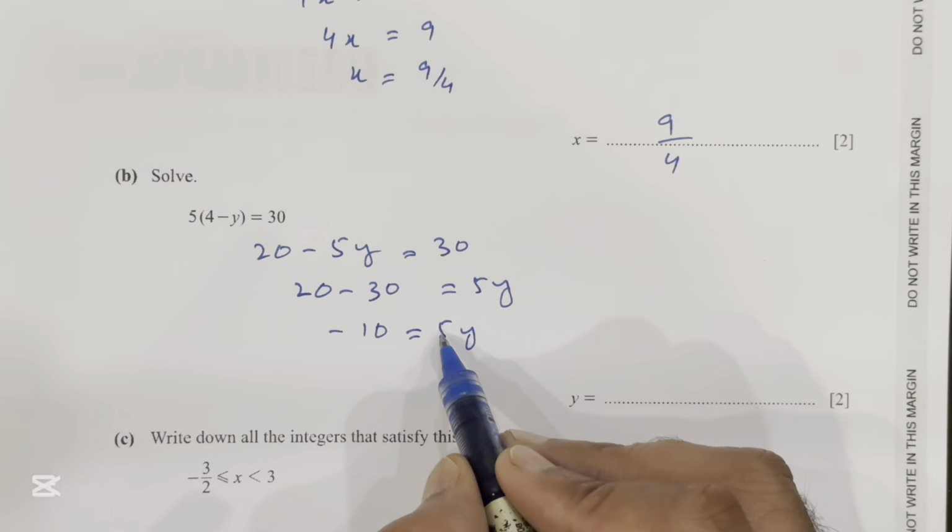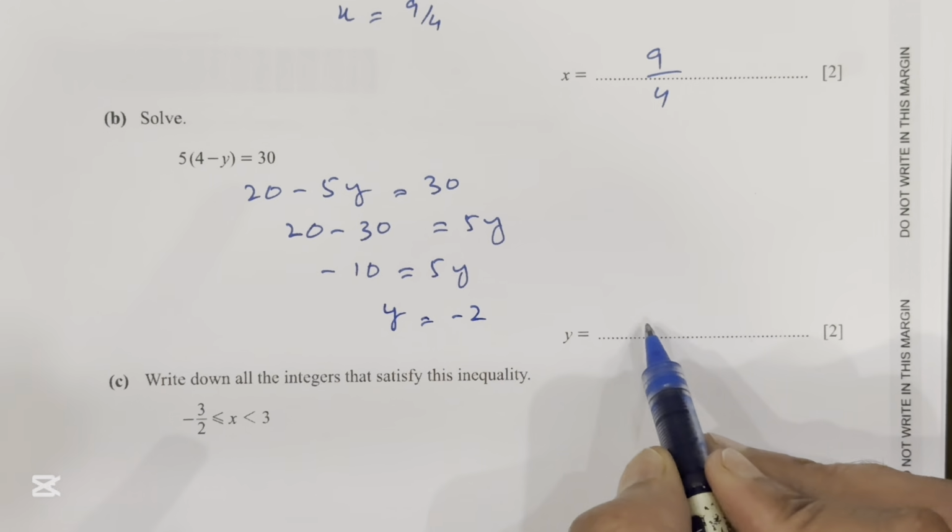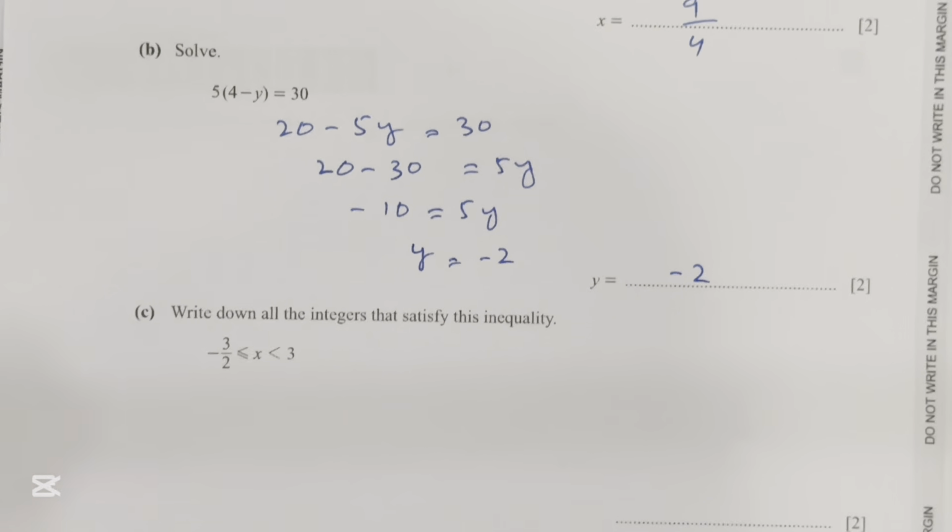Minus 10 is equal to 5y, then minus 10 by 2, then y is equal to minus 2. So this would be our answer, y is equal to minus 2.